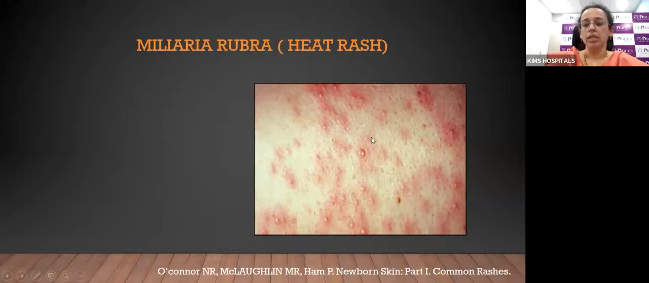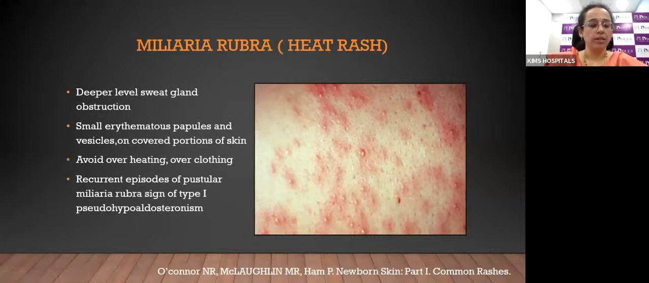So this is also called prickly heat or heat rash. Miliaria rubra is due to obstruction at a deeper level of the sweat glands. Small erythematous papules and vesicles are usually seen on the covered portions of the skin, where there is more sweating, increased moisture and increased heat, like the diaper area, axillary areas, neck folds and over the back. For this we should avoid overheating and overclothing of the baby.